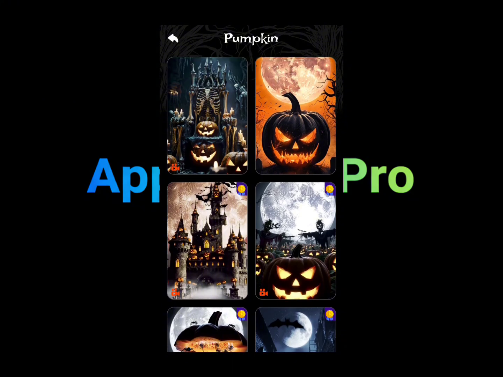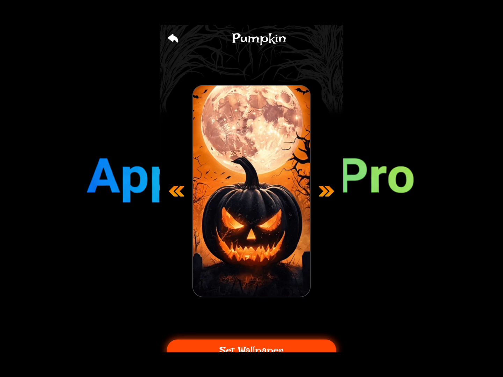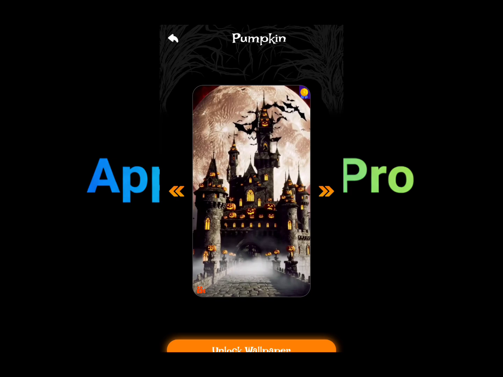Let's say for example, this one at the top here, I'm going to select this option. I can pretty much set this here as my wallpaper. And yeah, that's pretty much how easy this application is to use. And you can also tap on our icon to select something else.